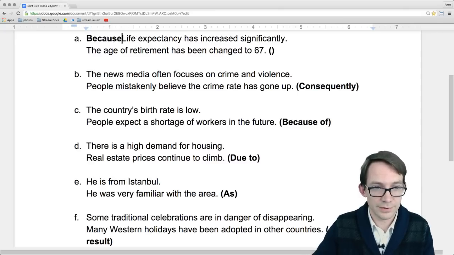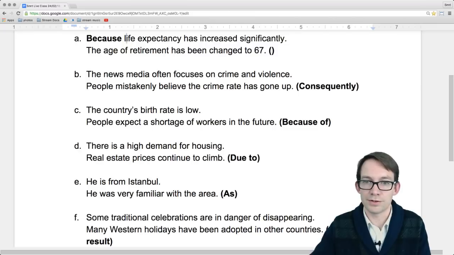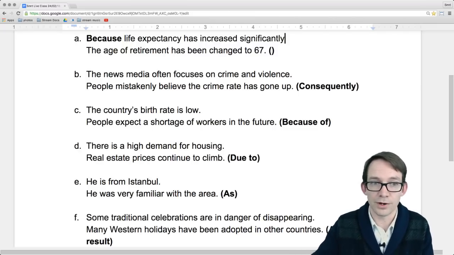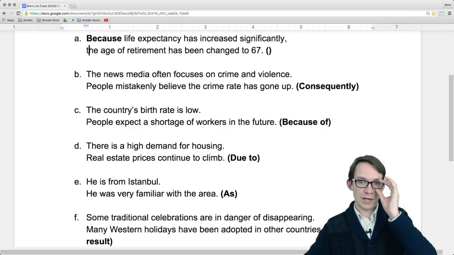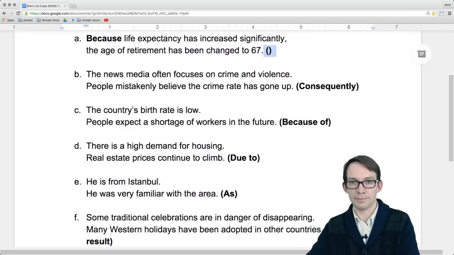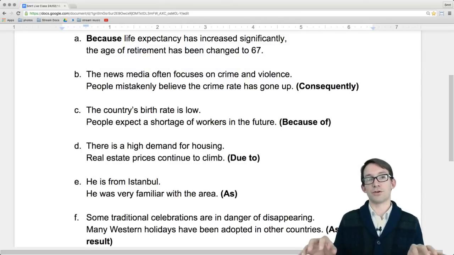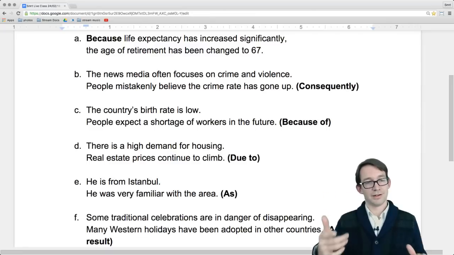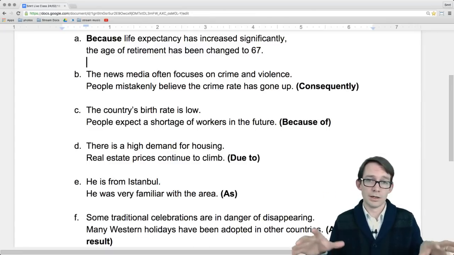Do something like this. Because life expectancy has increased significantly, I'm going to turn this into a comma. And I'm going to take this and change it, get rid of that, clean it up. And there we go. Because life expectancy has increased significantly, comma, the age of retirement has been changed to 67. Okay, so that's all you have to do.